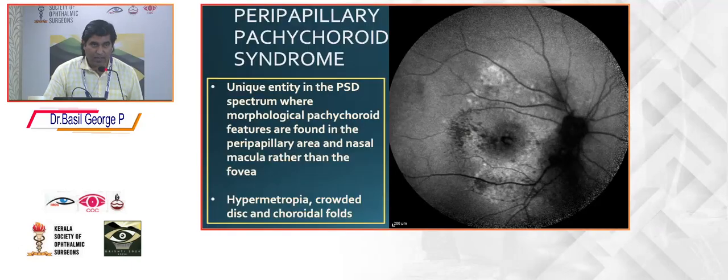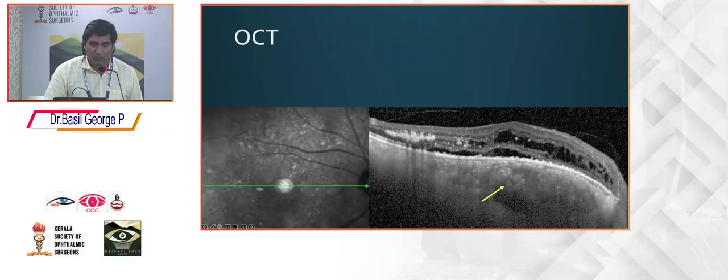Now coming on to the last, that is the peripapillary pachychoroid syndrome. It's a unique entity in which the features include RPE mottling, late disc leakage, and choroidal folds. This is the OCT which shows subretinal and peripapillary intraretinal fluid with cystoid degenerations and nasal choroidal thinning and hypertransmission defects.